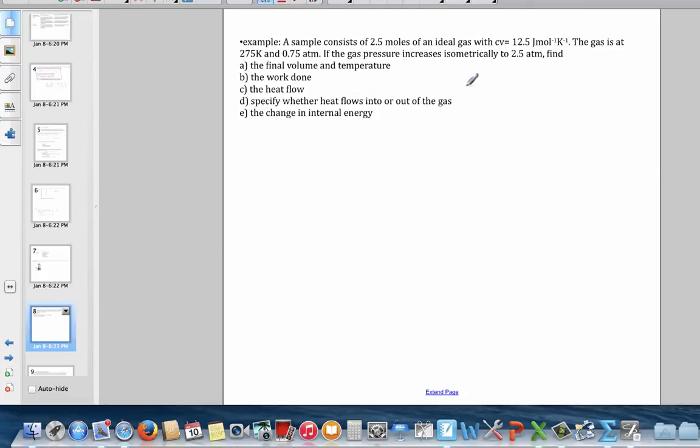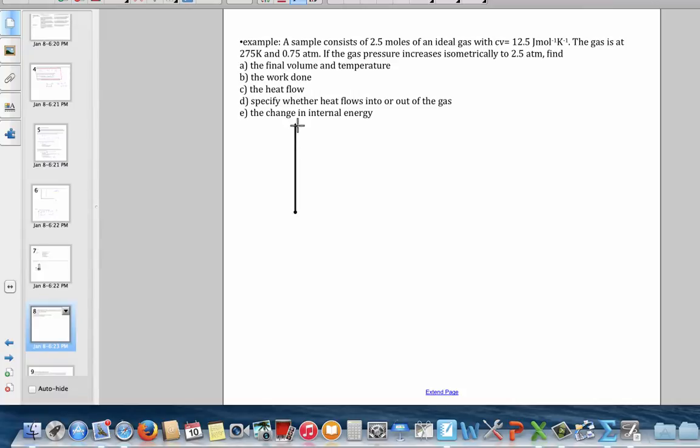But let's do a numerical example here now of an isometric process. So we start off with 2.5 moles of an ideal gas, and here we've got the molar specific heat capacity, and then at constant volume, the pressure increases. So let us now, well, first we can visualize that in the PV plane. So let's just sketch that graph.